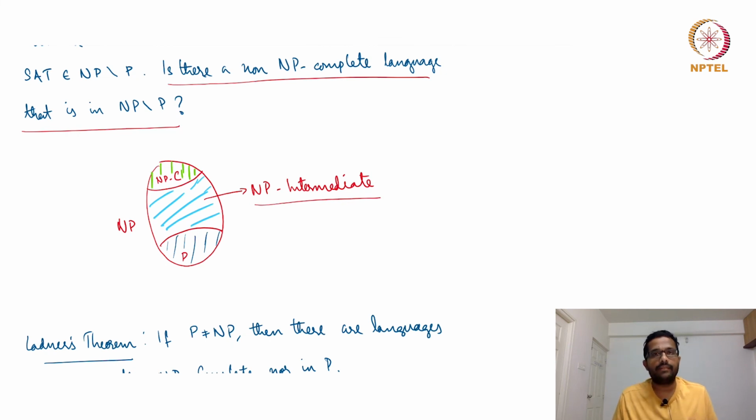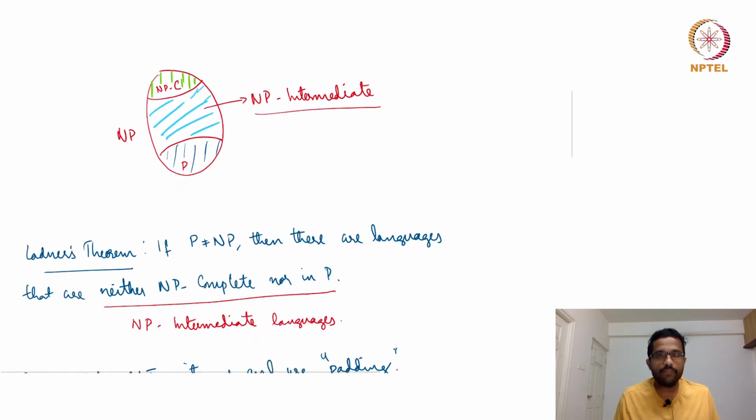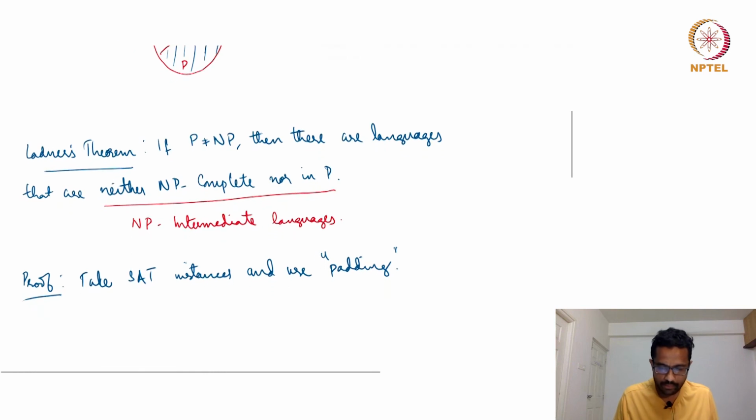Are there NP intermediate languages, provided P is not equal to NP? This is the question that is answered by Ladner's theorem. What Ladner's theorem says is that if P is not equal to NP, yes, there are NP intermediate languages. There are languages that are neither NP complete nor in P.